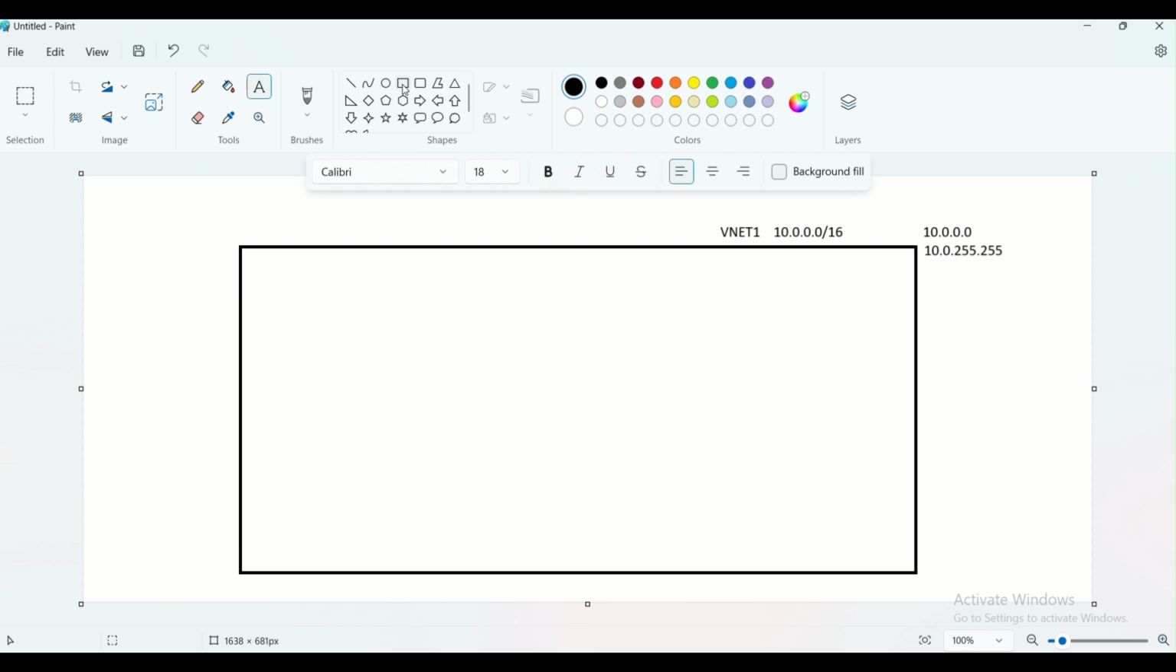For example, I have created one virtual machine here directly. I'm creating one server or one VM or anything. Now I need to provide one IP address from this range. For example, I'm giving the IP address 10.0.0.1. Right? This resides under this range only. So I'm giving it like this.